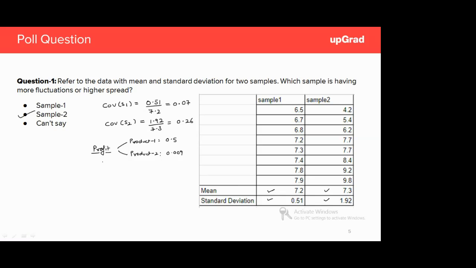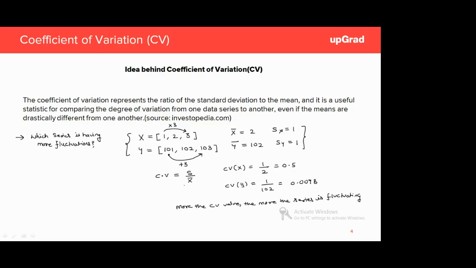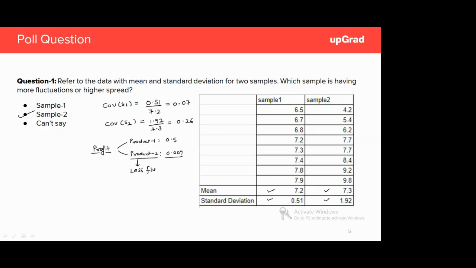So the most profitable and the consistent product will be product number 2. Why? Because product number 2 has less fluctuations. Since the COV value is less, that basically means less fluctuations. And if the series has less fluctuations, that basically means it is stable, right?